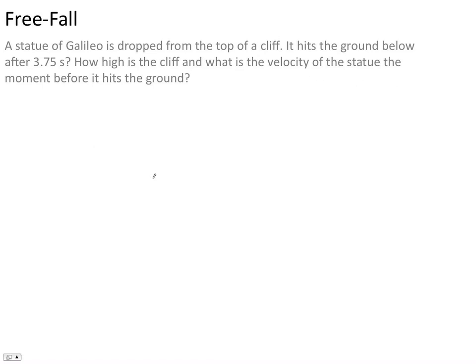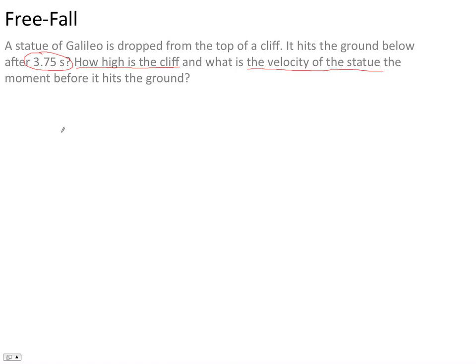First and foremost, you've got to read the problem, and you have to make sure you understand what is being asked. It helps to recognize right away any physical quantities that are given to you. So in this example, time is given to us, and those quantities that you're asked to find. We're asked to find the height of the cliff, and we're asked to find the velocity of the statue the moment before it hits the ground. There are two unknowns in this problem: the height of the cliff and the velocity of the statue. All right, read the problem, understand it.